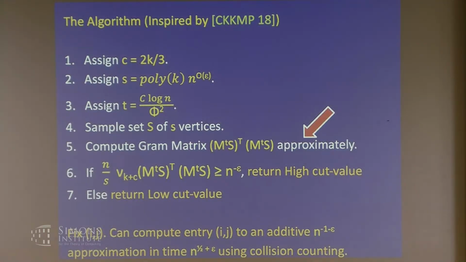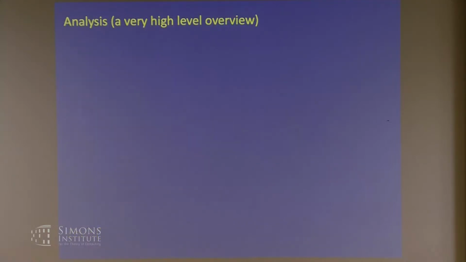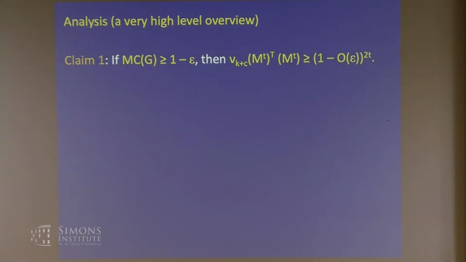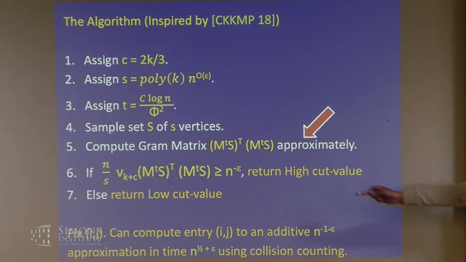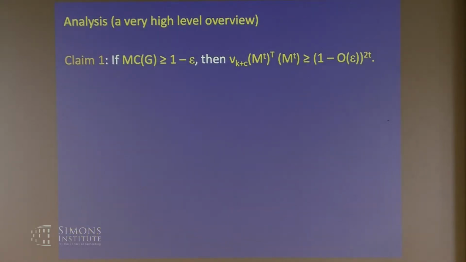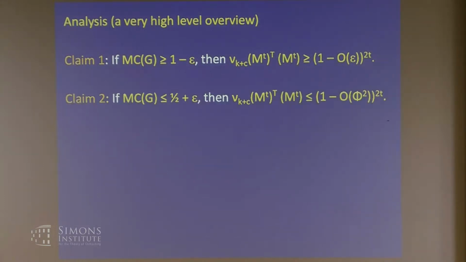Okay, so let's see why this algorithm should work. This is going to be a very high level overview. On the previous slide, I had this M to the t times S. Let's suppose what happens when this S is in fact identity. If the cut value is really large, what you can show is that the k plus Cth eigenvalue of M to the 2t is going to be really large. It's going to be at least (1 minus epsilon) to the 2t. And on the other hand, when the cut value is small, you can show that this k plus Cth eigenvalue is appreciably small.